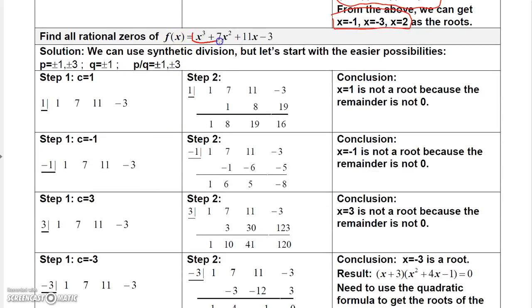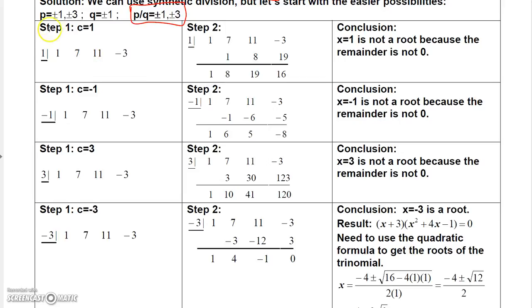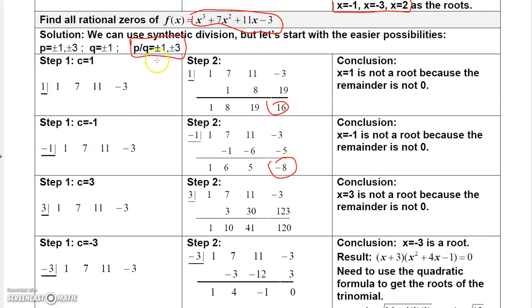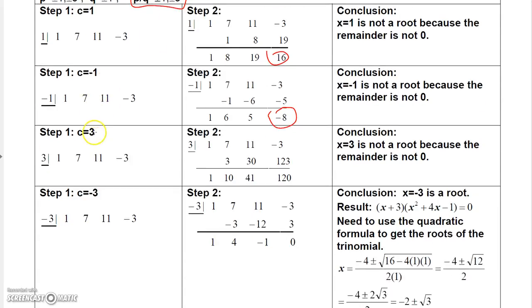So this one, p is plus or minus 1 and plus or minus 3, and q is just plus or minus 1. So the only solutions are plus or minus 1 and plus or minus 3. Now, I won't walk through each one of these, but let me show you I tried 1, and 1 didn't work because I didn't get a remainder of 0. I tried negative 1, that didn't work because I didn't get a remainder of 0. I've only got 3 and negative 3 left.